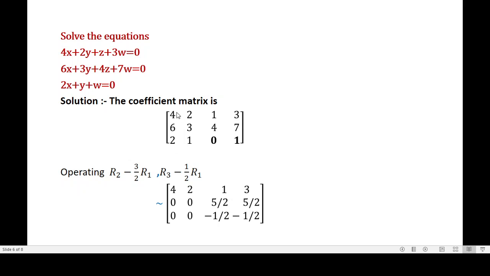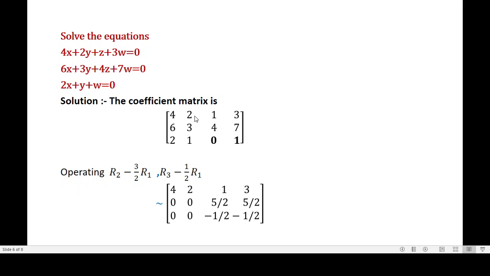Then 6 minus 6 is equal to 0. So the first row operation is R2 minus 3 divided by 2 into R1. So we have 4 into 3 by 2 is equal to 6. 6 minus 6 is equal to 0. So this element is 0.